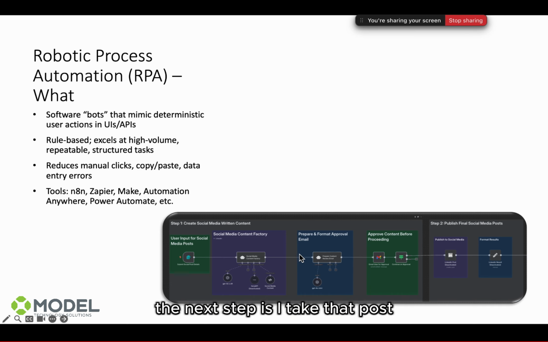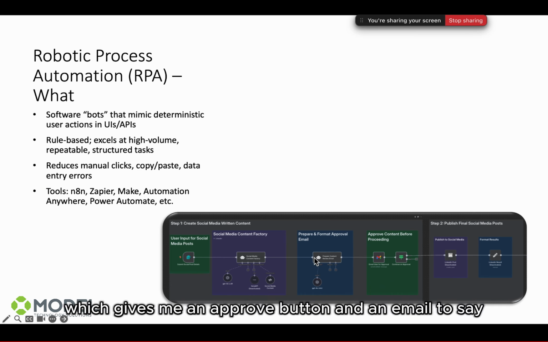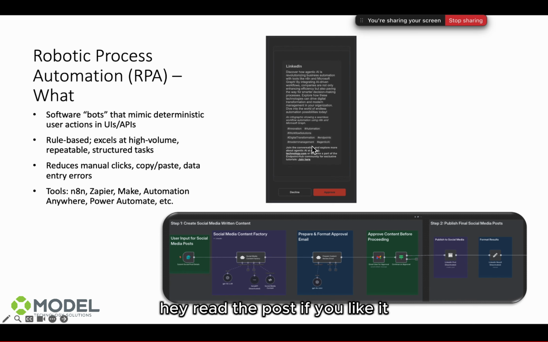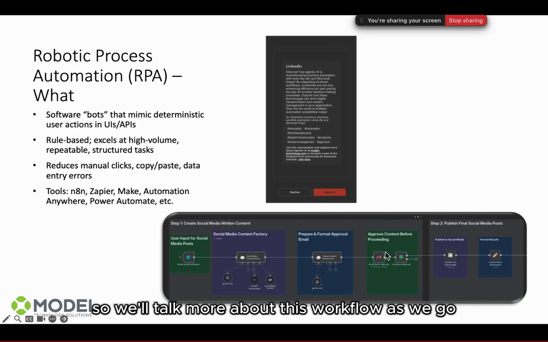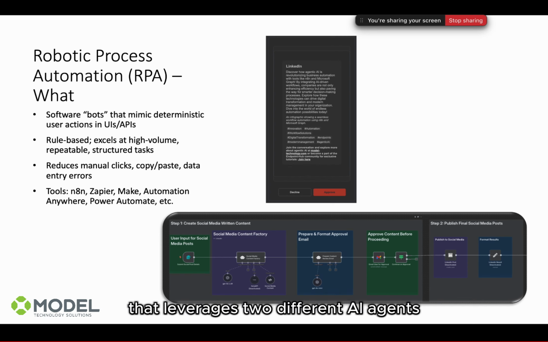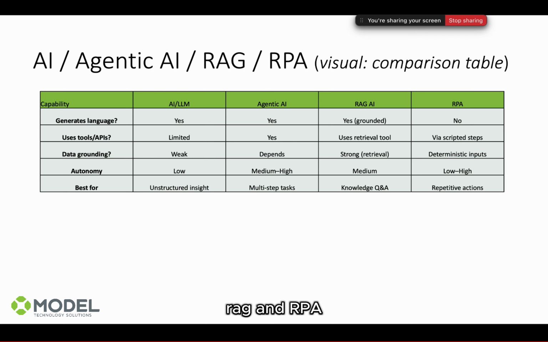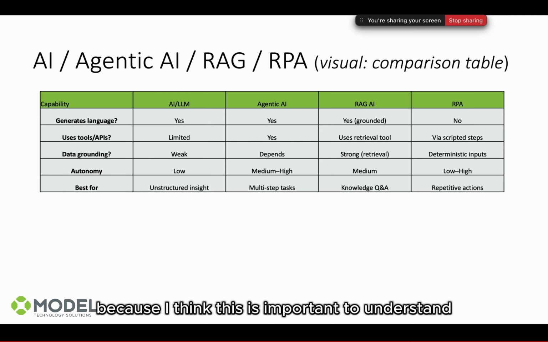The next step is I take that post and I wrap it around in HTML, which gives me an approve button and an email to say, hey, read the post. If you like it, approve it. If it's approved, it's going to post to LinkedIn. If it's declined, it's not going to post. So we'll talk more about this workflow as we go, but this is an RPA workflow that leverages two different AI agents. So let's get to the differences between AI, agentic AI, RAG, and RPA, because I think this is important to understand.